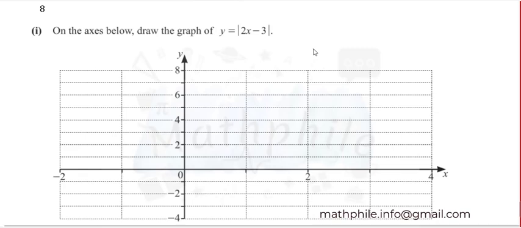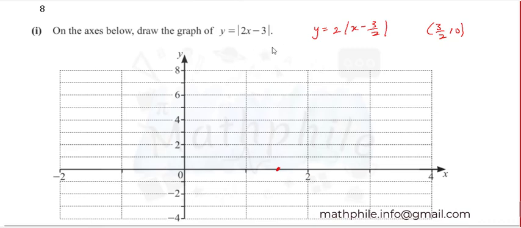So again, there are several ways of sketching this one, but my favorite method is just to find the turning point and the y-intercept. So in this case, for the turning point, we need to factor out 2 to make sure x stands alone. So 2 comes out, and this gives you x minus 3 over 2. Then the turning point for this one is going to be 3 over 2, 0, which is 1.5. It should be somewhere here. Then the y-intercept.